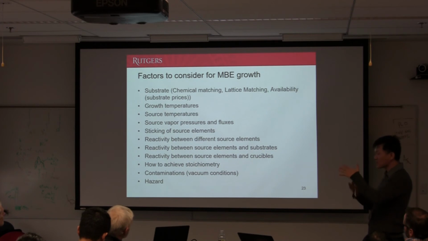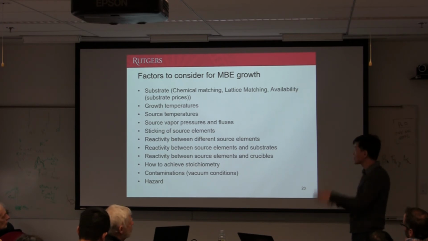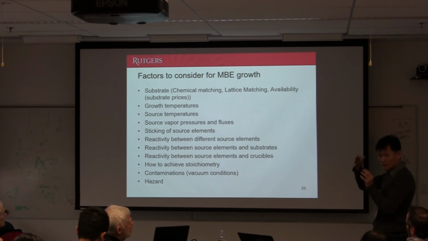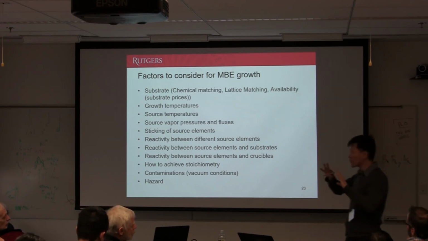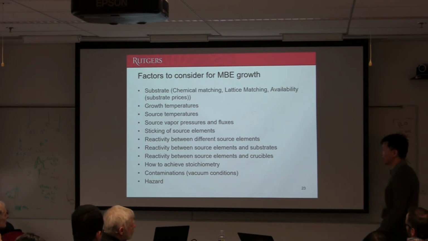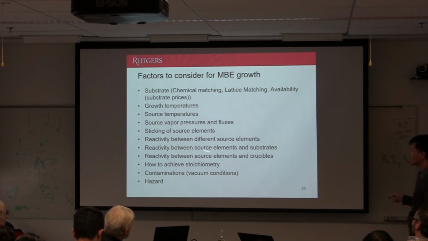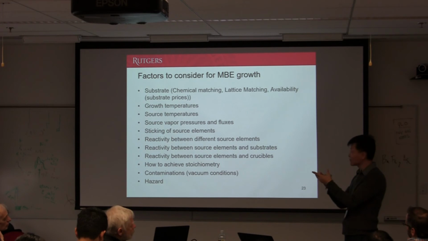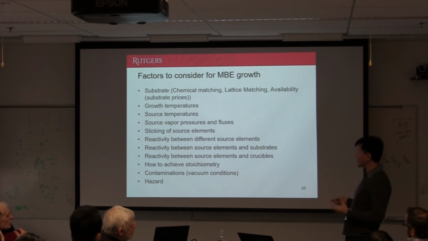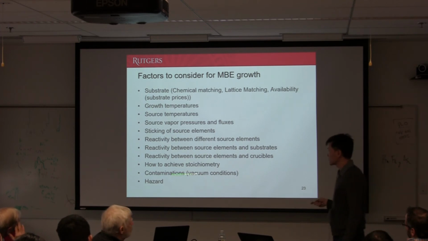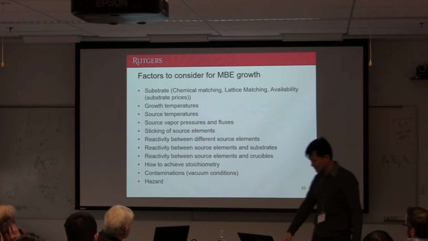And also, how well does the source stick to your substrate? Does the source react well? Let's say if you want to make bismuth selenide, do they really react well enough to form your phase, bismuth selenide? How does the source react with the substrate? Is your crucible compatible with your source? And also, how to achieve stoichiometry. We have to consider all these things.